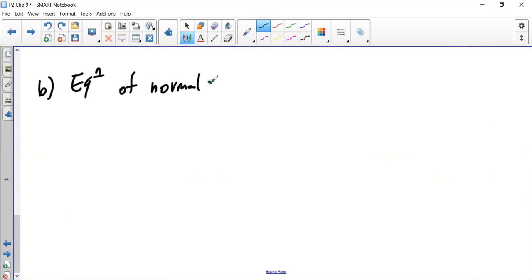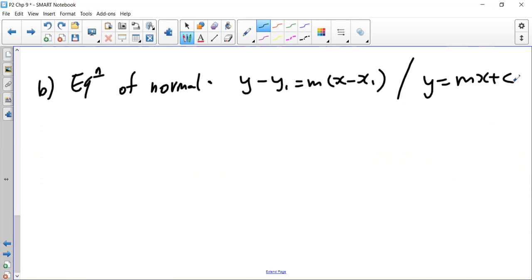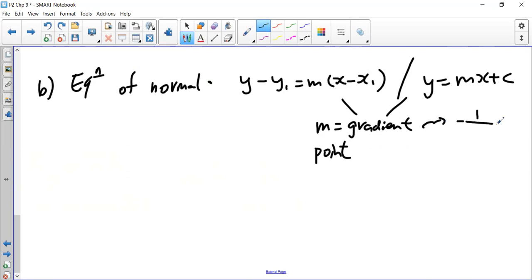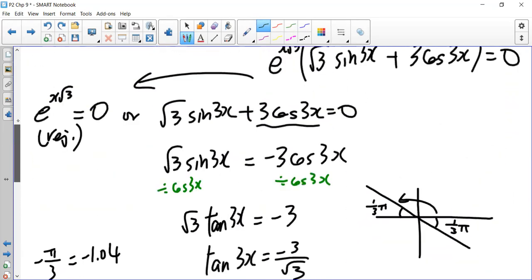To find the equation of normal, you can either use y minus y1 equals m times x minus x1, or some of you prefer the old school, y equals mx plus c. Both of them are fine, but what you need from these is the m, which is the gradient, and you also need a point. This gradient has to be negative 1 over, the negative reciprocal, as it's the gradient of the normal.